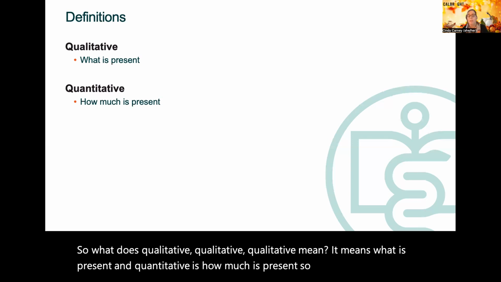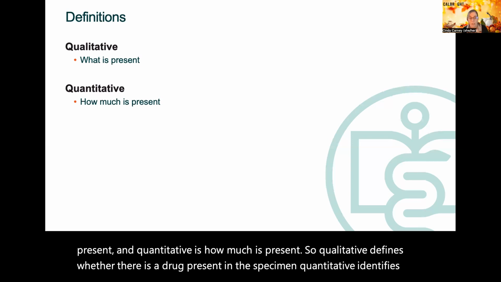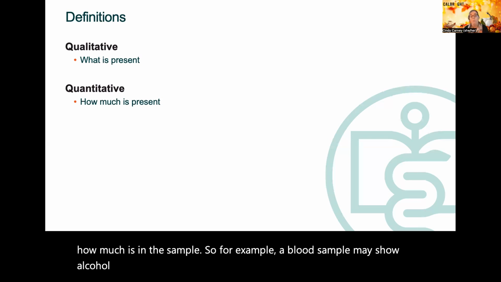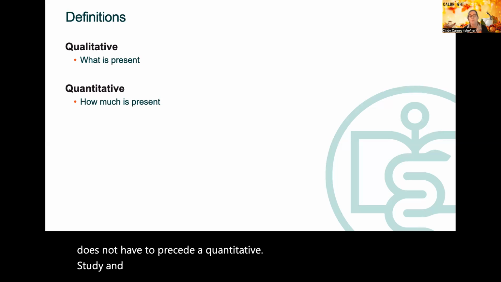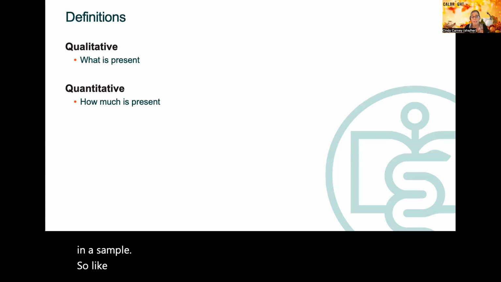So qualitative defines whether there is a drug present in the specimen. Quantitative identifies how much is in the sample. For example, a blood sample may show alcohol, qualitative. A blood alcohol level is quantitative. A qualitative study does not have to precede a quantitative study, and chromatography is another method for determining substances in a sample. So when they do a urine test to check for drugs, that's going to be qualitative.